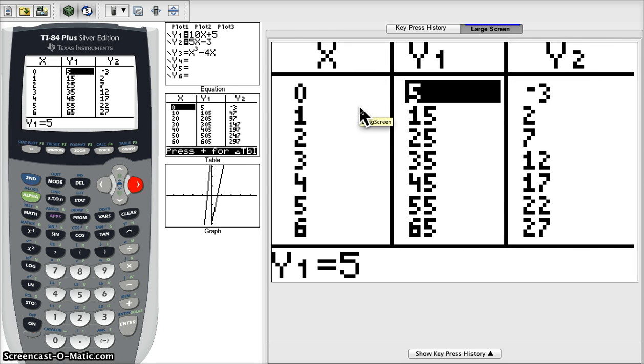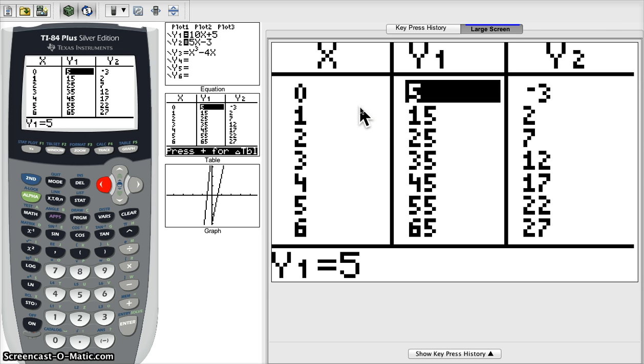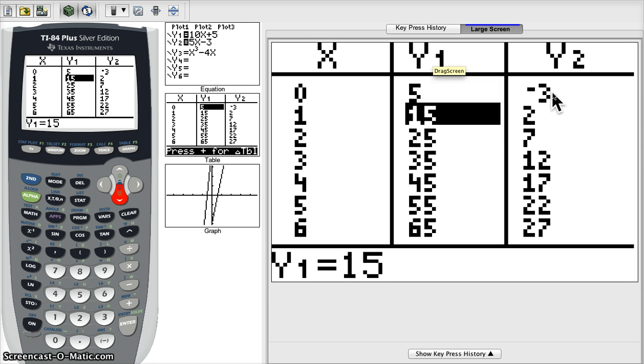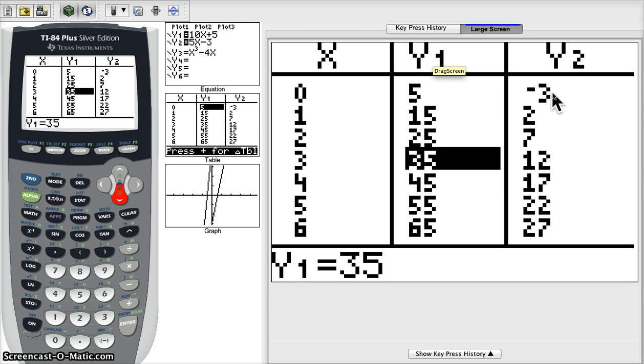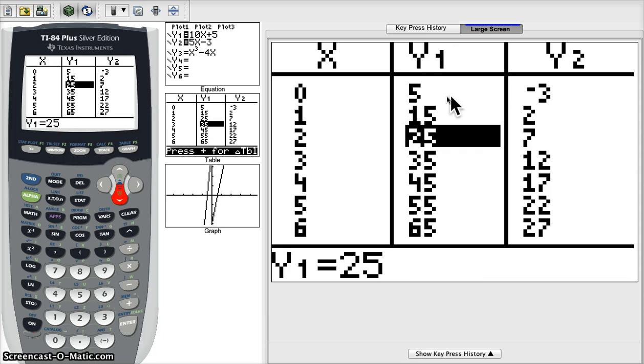So this is y1, that's the 10x equation, and this is the y2, that's the 5x equation. Now I look that the y1 at 0 is a bigger number than this. Still a bigger number, still a bigger number, still a bigger number. So they don't cross anywhere there. In fact, the difference between here is 8, the difference between here is 13, the difference between here is 18.